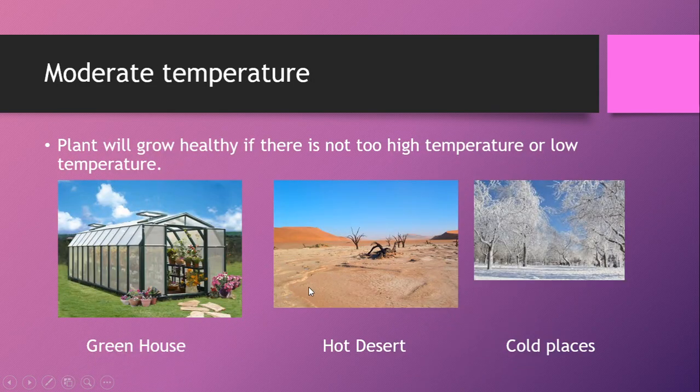But what should we do if there is very high temperature, like in the desert? In the desert there is very high temperature, so what do they do to grow plants? For example, we need food, we need vegetables, we need more things. But what will the government or the people do to grow more vegetables and fruit in this hot area or in this cold area? They are making greenhouses.